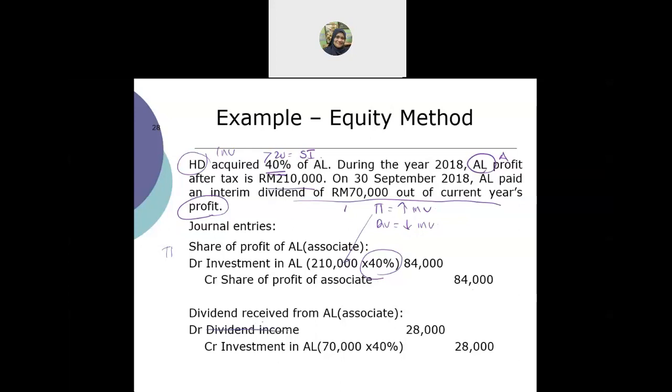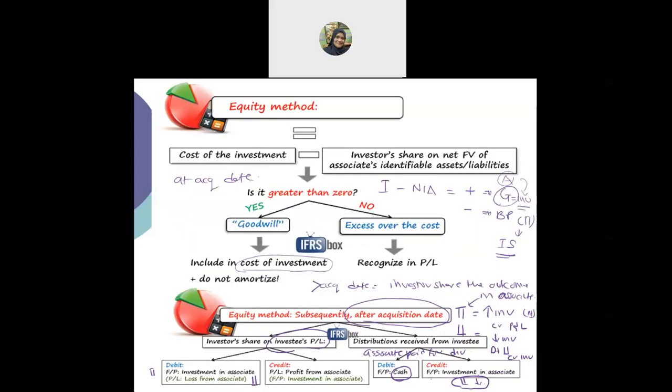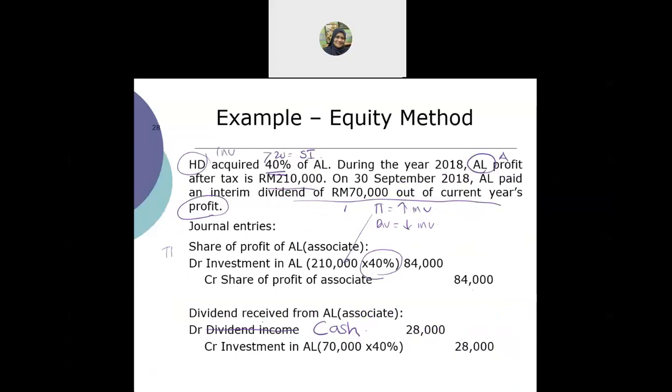But this one I want you to change. This is not dividend income. It's supposed to be cash. Debit cash and then credit investment in AL, 70,000 times 40%. Refer back to this one. If you refer to this one, they are using cash. So the journal entries here, please change.